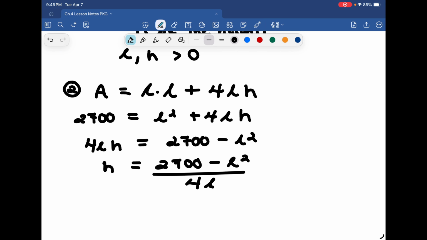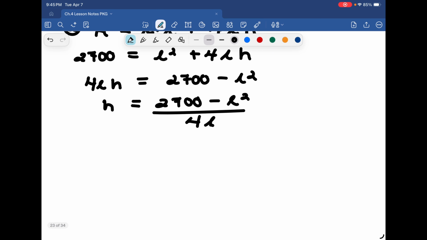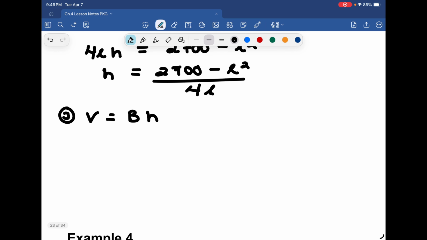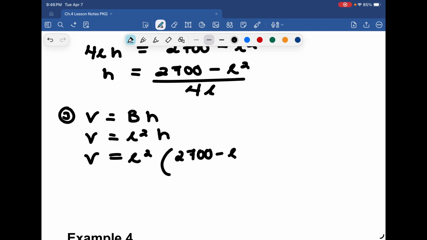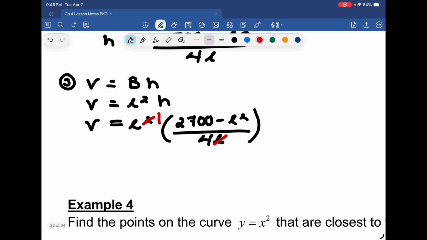Perfect. So now we have H in terms of L, which when we go to our volume statement, we can put together quite nicely. So for step number 3, we know the volume of a box is equal to the area of the base times the height, and the area of the base here is L squared times H. Instead of writing L squared times H, I'm going to put L squared times 2,700 minus L squared all over 4L. I'm going to cancel off an L from each of these, so L and L squared, and this becomes 1L in the top.